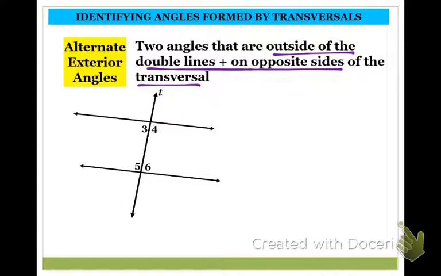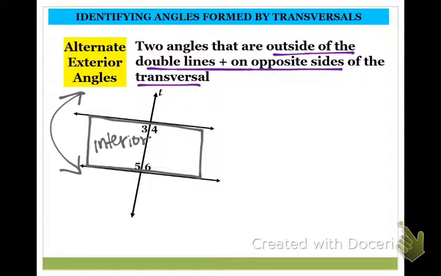So here's how you figure out what's outside and what's inside. If it says outside of the double lines, here's what I always tell people to do. I always connect the double lines so that you can see a box. So would you guess that 3, 4, 5, and 6 are outside the box or inside of the box? They're inside. So this would be called the interior. So all of this is the exterior. Okay, all of these 4 angles.